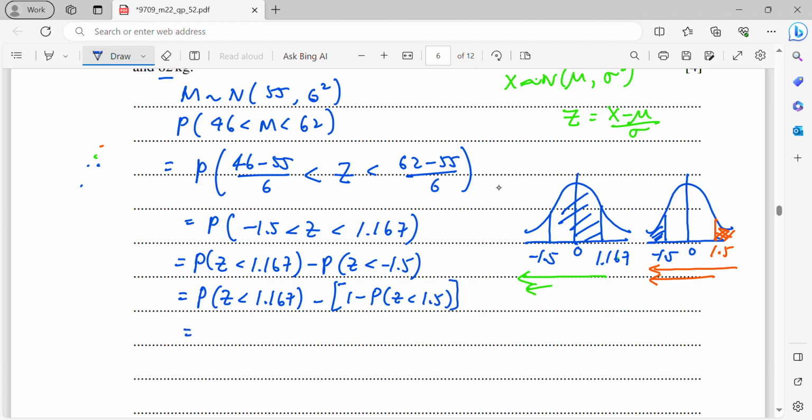Okay, and then the first probability you can get from the table, which is 0.8784, then minus, in brackets, 1 minus P(Z < 1.5), which is basically 0.9332. Okay, and now when you calculate all these values, you will get 0.8116, and now I round to 3 significant figures to get 0.812. So that's the solution of this part A.